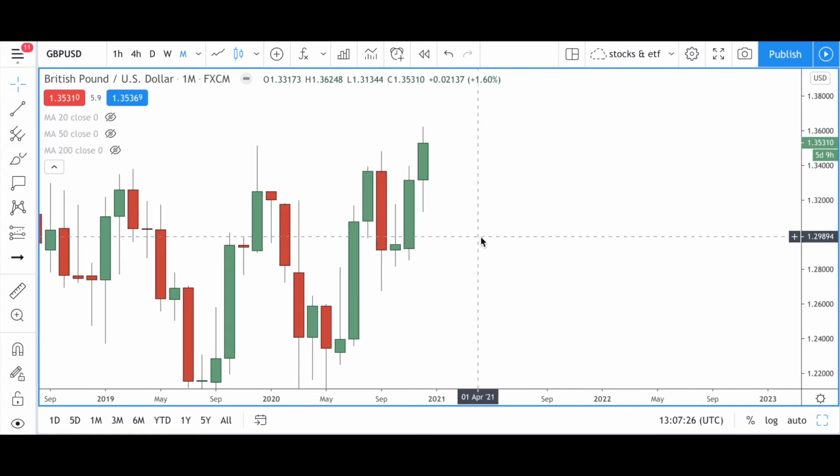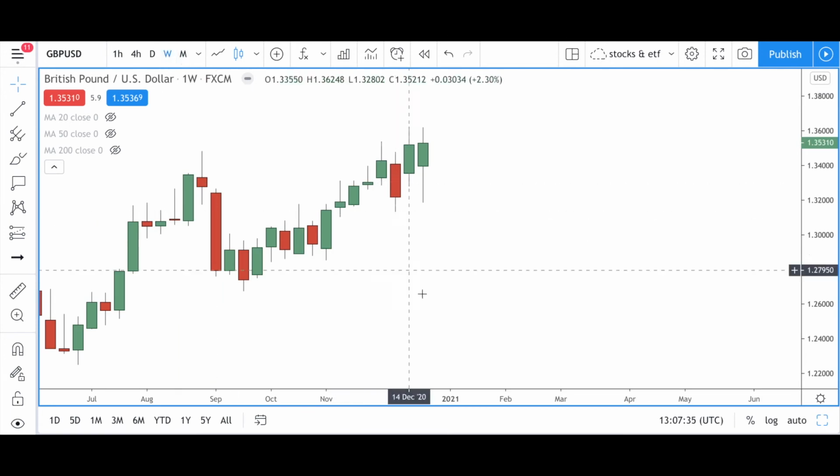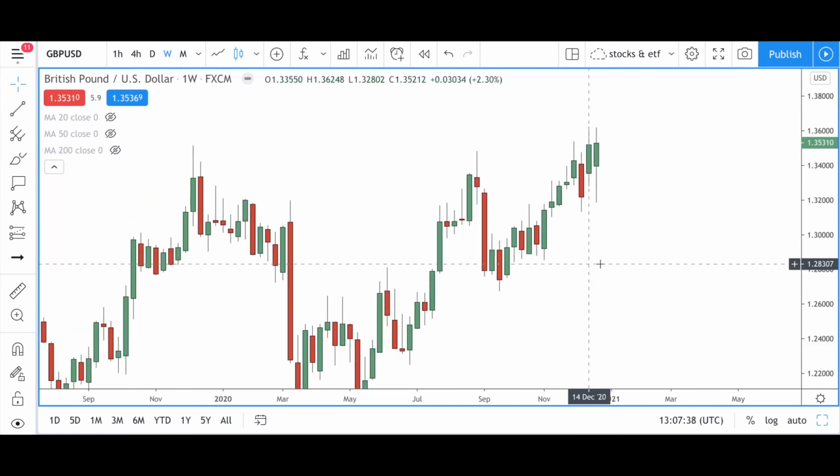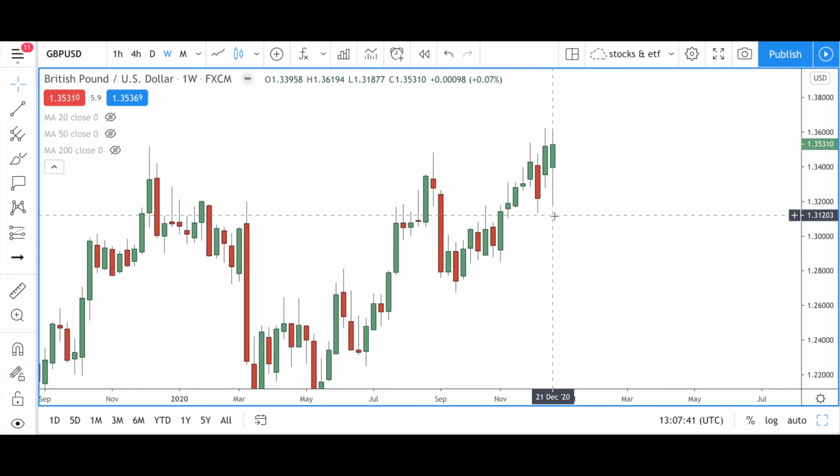Now, with whatever trading platform you use, you can customize the candlestick to your time frame. So let's look at some more examples. If we go to the weekly chart or the weekly time frame, we can have a look at last week's candle, which opened on the 21st of December 2020. We have an open price of 1.33958. During that week, price closed at 1.35310. During the week, buyers and sellers were able to reach a high of 1.36194 and a low of 1.31877.